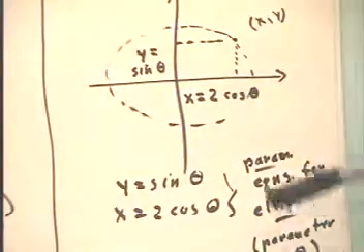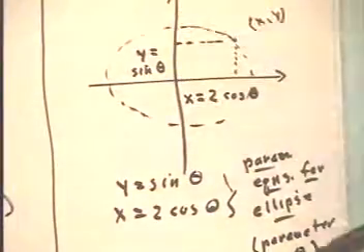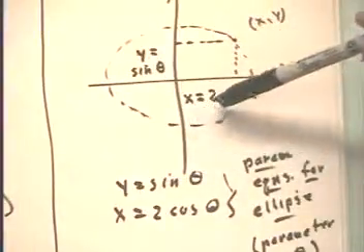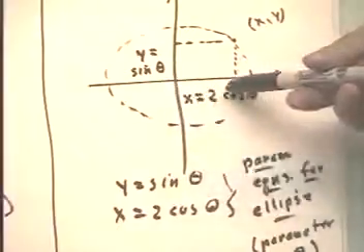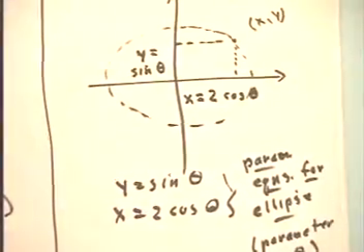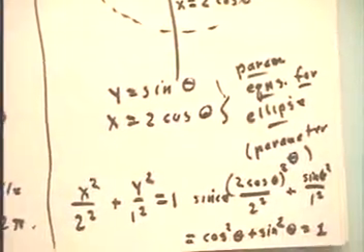And if we had different numbers here, a here and b here, it should be obvious now that y would equal b sine theta and x would equal a cosine theta, and that would give us an ellipse with a semi-axis a here and a semi-axis b here. Again, the parameter is theta.